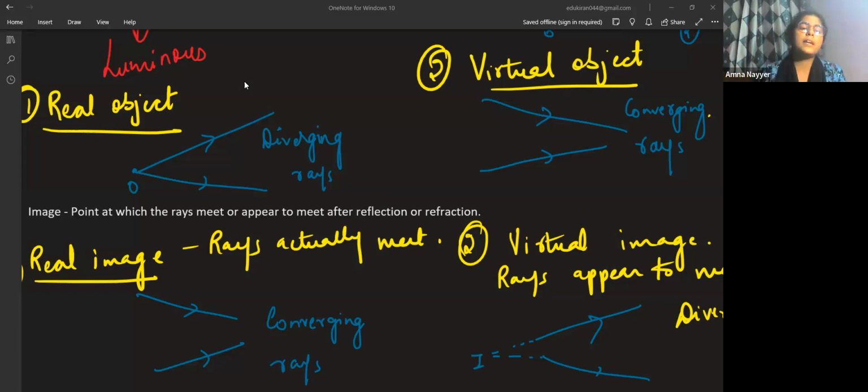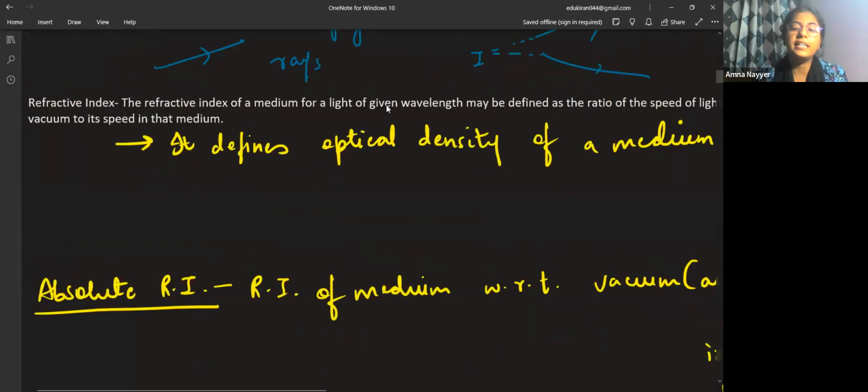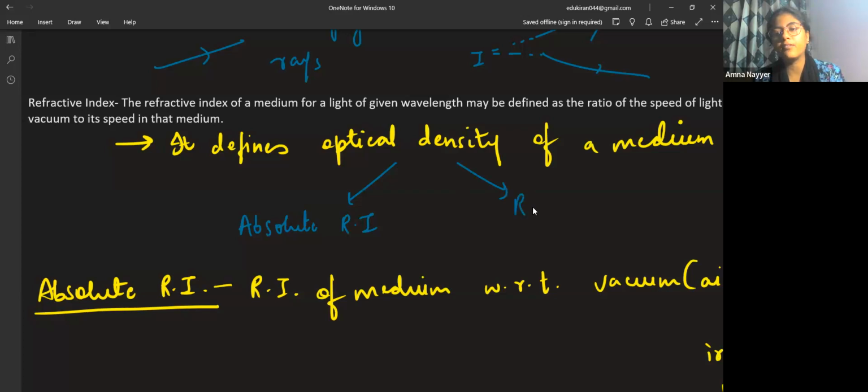So that is what is meant by optical density when I use the term refractive index. It defines the optical density of a medium. There are two types of refractive index which are possible. One is the absolute refractive index. Second is the relative refractive index. Absolute and relative refractive index.